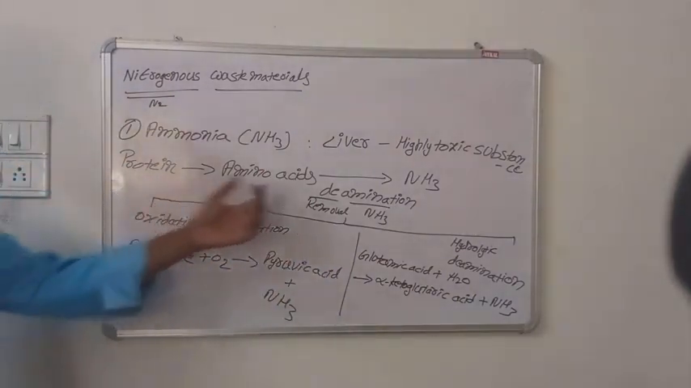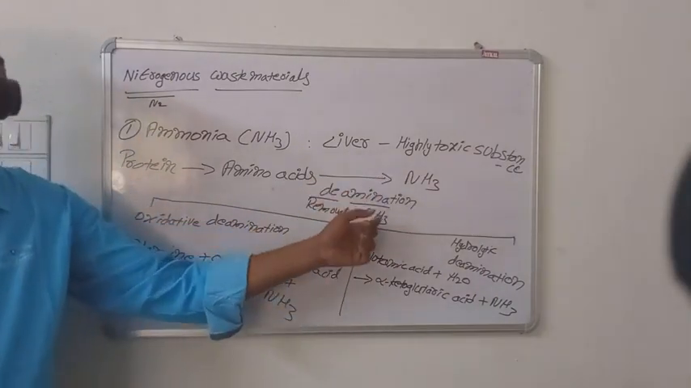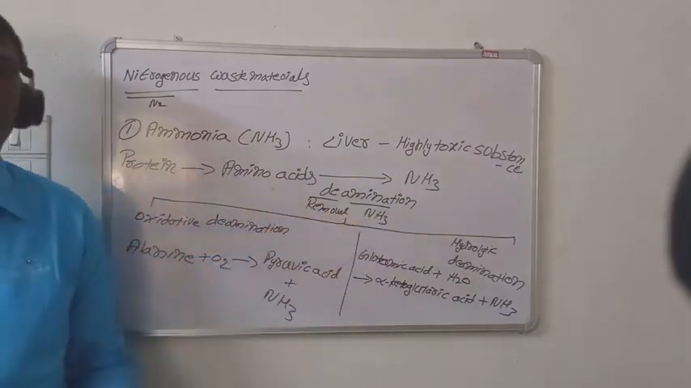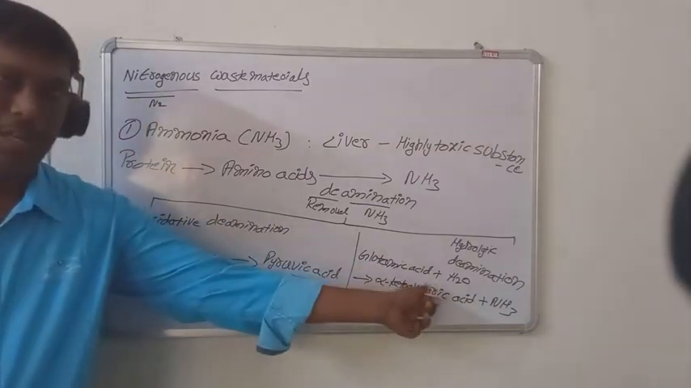Okay. So how is the ammonia produced in our body? The ammonia is mainly produced in the liver by the deamination of the amino acids. And here the deamination process is again of two types: oxidative deamination and hydrolytic deamination.